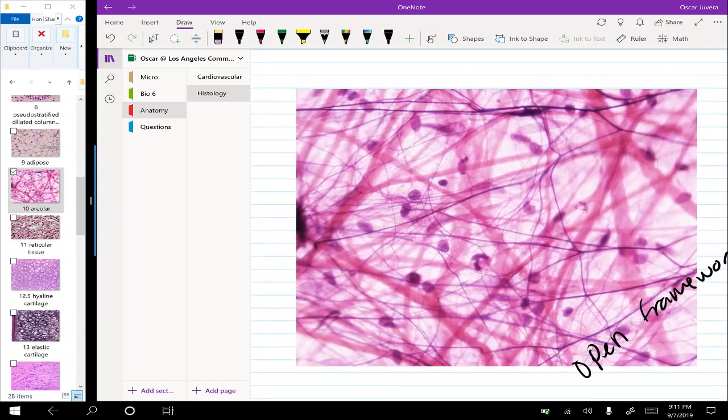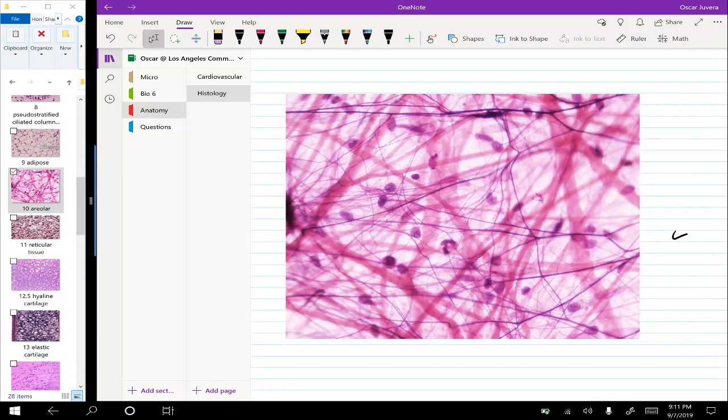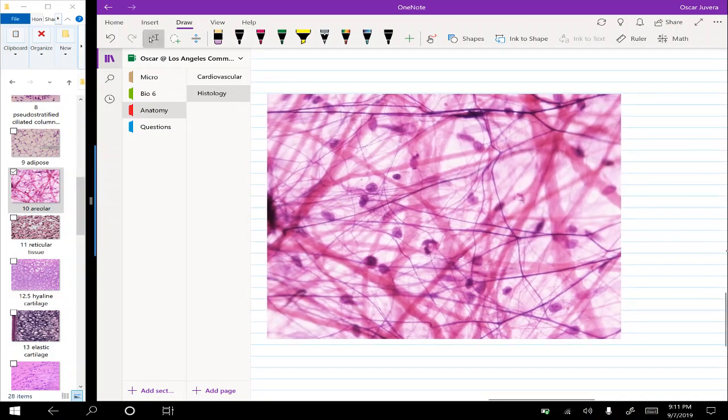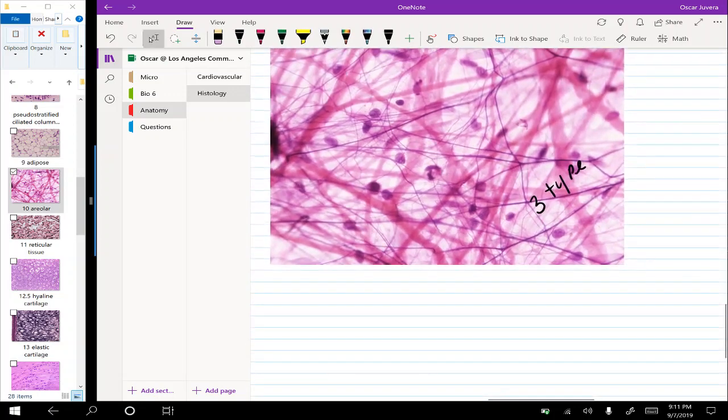Now, areolar connective tissue is really important because 9 out of 10 times, your professor will ask you to identify these strings that you see here. Those strings are fibers. You have 3 types of fibers, and the mnemonic I always give is SIR. The first one is the collagen fiber, elastic fiber, and reticular fiber. And it goes in order: large, medium, and small.